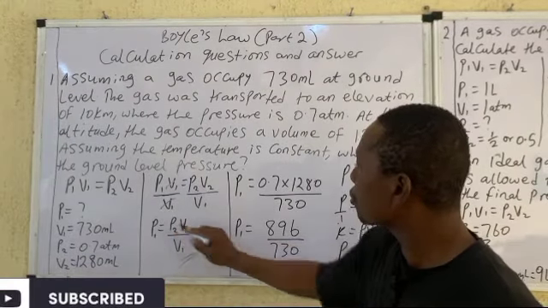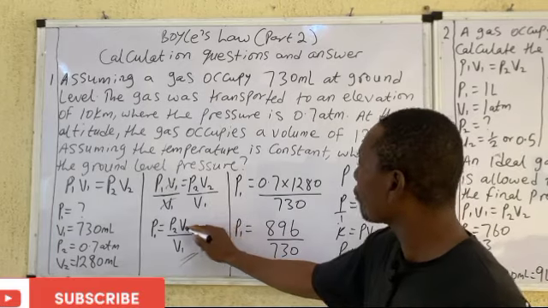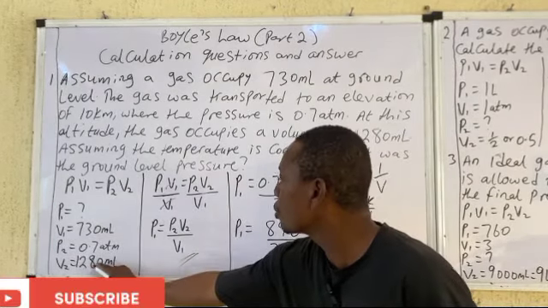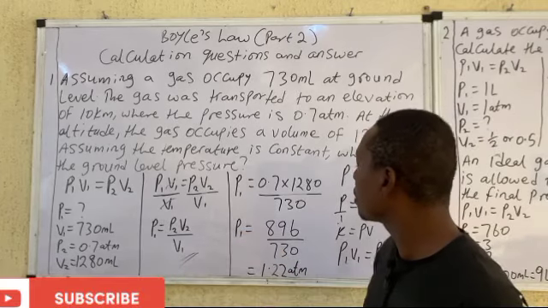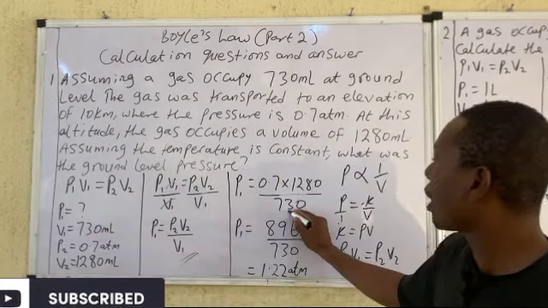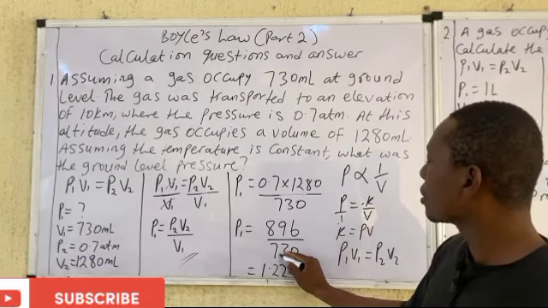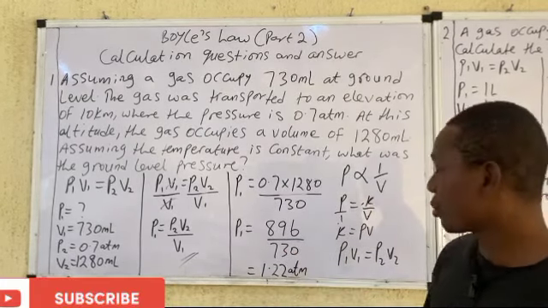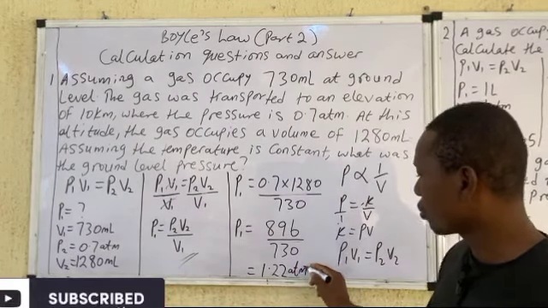So what is our P2? P2 is 0.7. Put your 0.7 here. What is our V2? Our V2 is 1280, times 1280, all over. What is our V1? Our V1 here is 730. You now use this to multiply this, and you have this all over 730. Now if you carry out your division, your answer is 1.22 atmosphere.